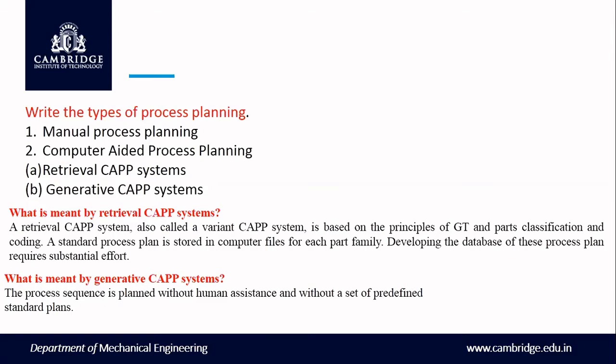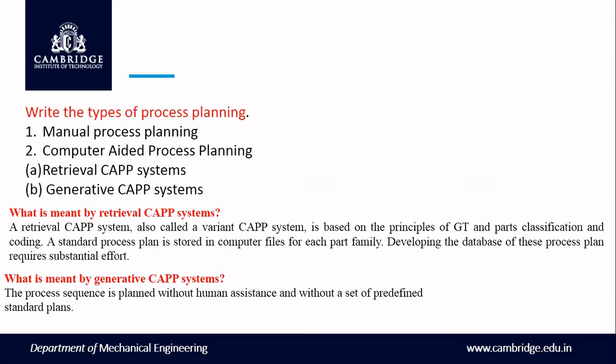That is, in computer files for each part family. Developing the database of these process plans requires a substantial effort. What is generative computer-aided process planning? The process sequence is planned without human assistance and without a set of predefined standards.